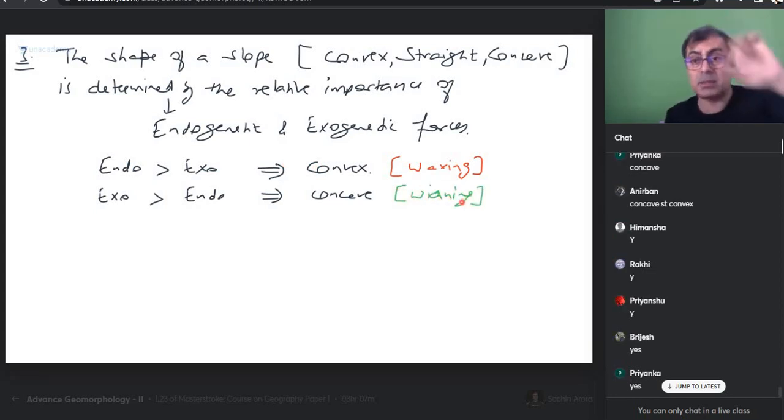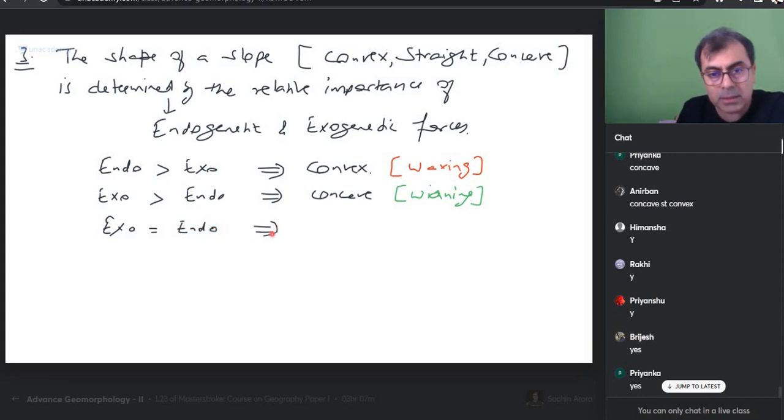So he is not studying stages. He is not studying stages of landform, youth, mature, senile. Instead, what is he studying? He is studying where you are placed in terms of your endo and exo. And third is called exo is equal to endo implies straight slope.